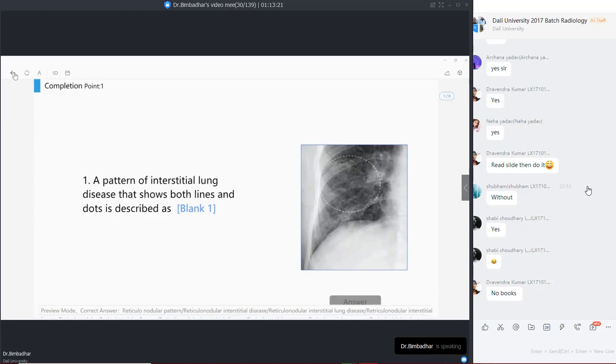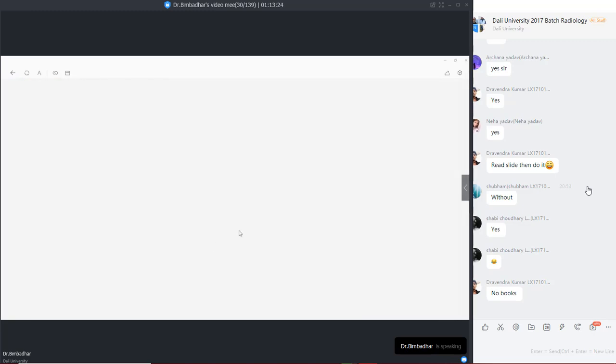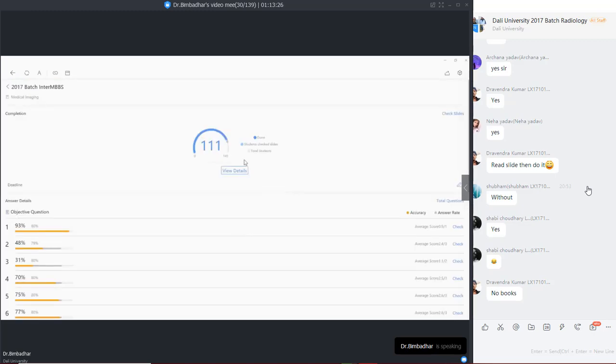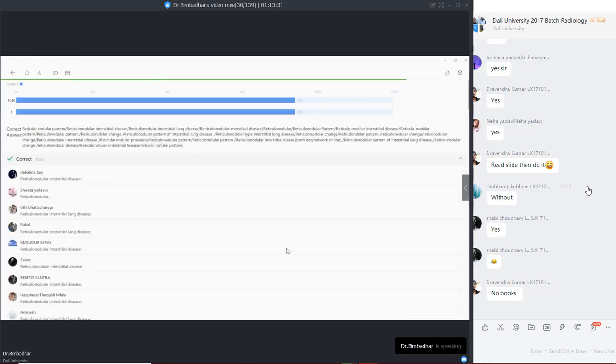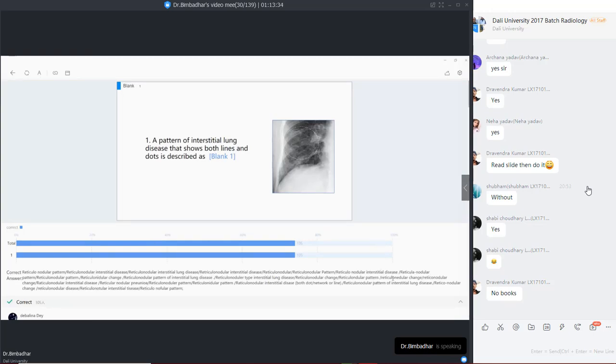Let me see what exactly you guys are writing here. There is a lot of confusion here. You guys have been writing the reticulonodular pattern of interstitial lung disease, reticulonodular disease. There is no such thing called reticulonodular disease. Okay, there is only a pattern that is called reticulonodular pattern. There is a disease that is called interstitial disease, okay? But which actually shows up a reticulonodular pattern.